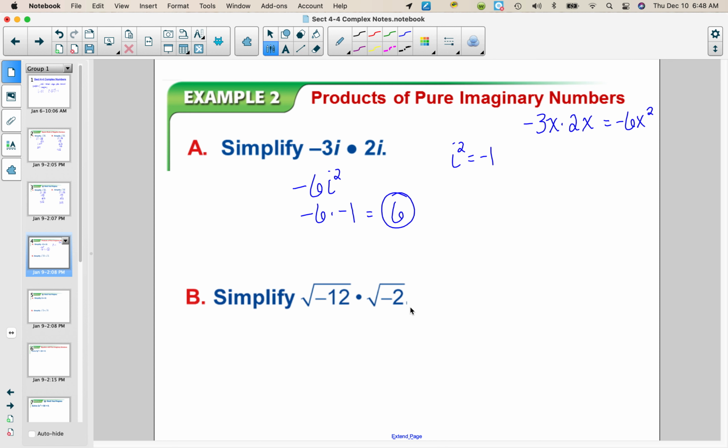On part B, be careful that you don't look and say, oh, a negative times negative is positive, because the negative is underneath the radical sign, so you can't look at it that way. So we're going to think of this as, well, since we have the negative underneath there, every time we do that, that's going to just simplify to i root 12 times i root 2.